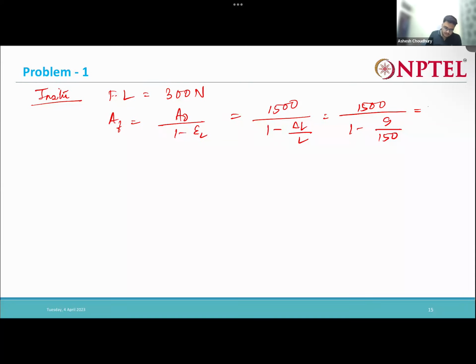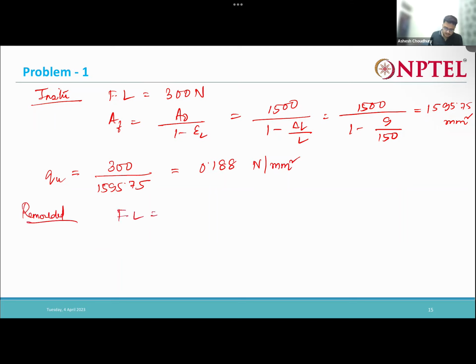It will be 5.75 m square. Okay, so what is my Q? 300, right? It will come out as 0.8 in situ, and then we have my remolded.